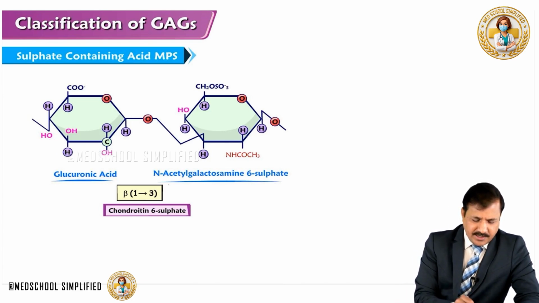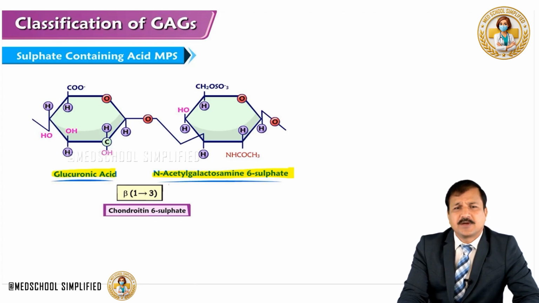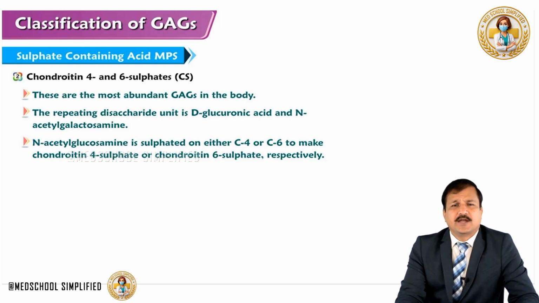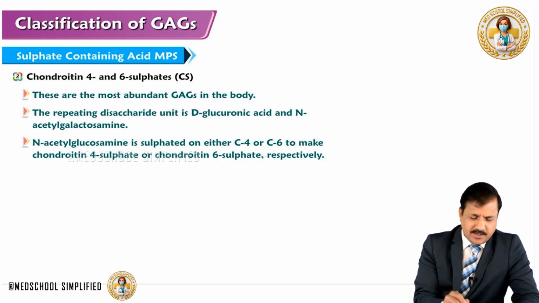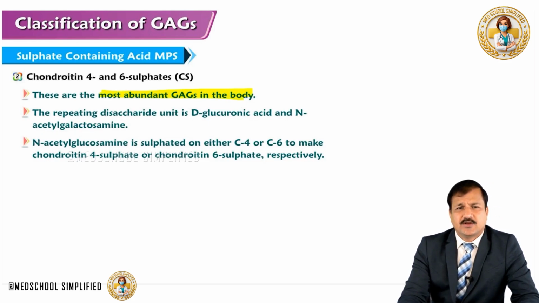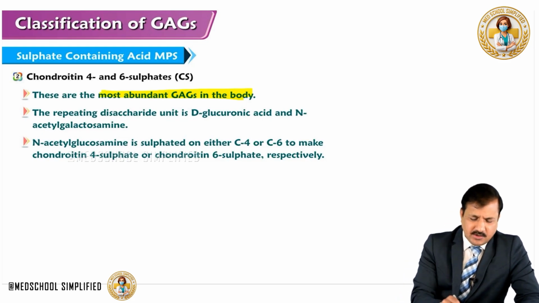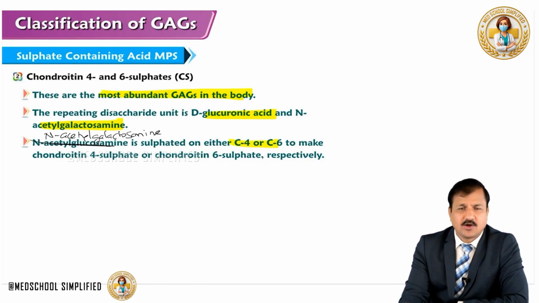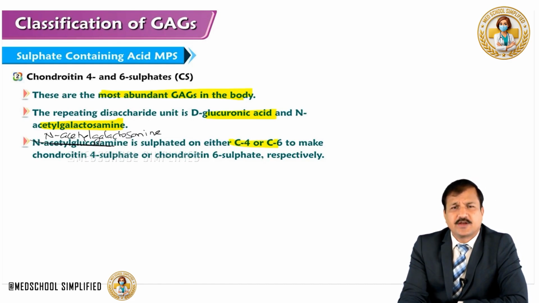Chondroitin 6 sulfate is a combination of an acid sugar, glucuronic acid, and an amino sugar, N-acetyl galactosamine, which is sulfated at the 6th carbon. That is what chondroitin 6 sulfate is. Now chondroitin 4 sulfate is sulfated at the 4th carbon. Both chondroitin 4 sulfate and chondroitin 6 sulfate are the most abundant glycosaminoglycans in the body. Remember that point. The repeating disaccharide units in chondroitin sulfates are glucuronic acid and N-acetyl galactosamine, sulfated on either the C4 carbon or the C6 carbon to make chondroitin 4 sulfate and chondroitin 6 sulfate respectively.